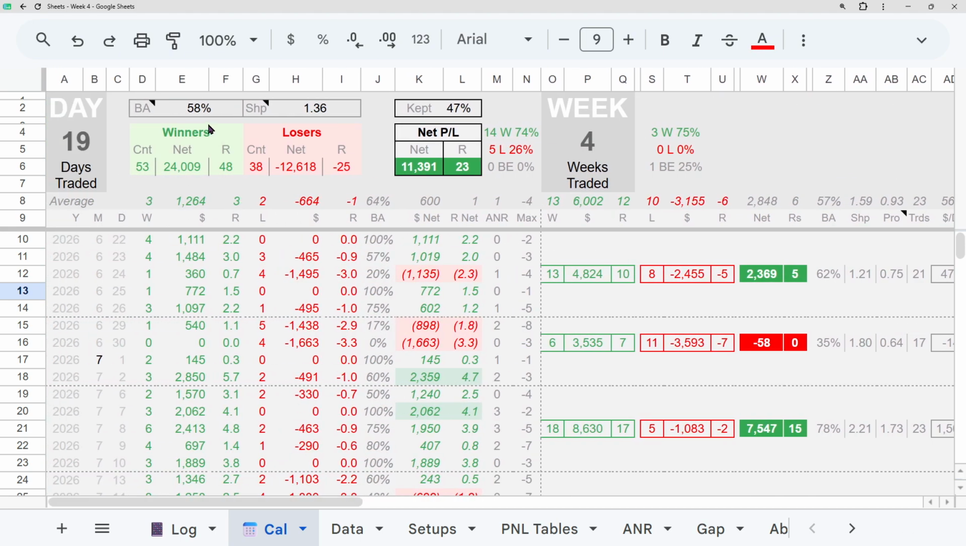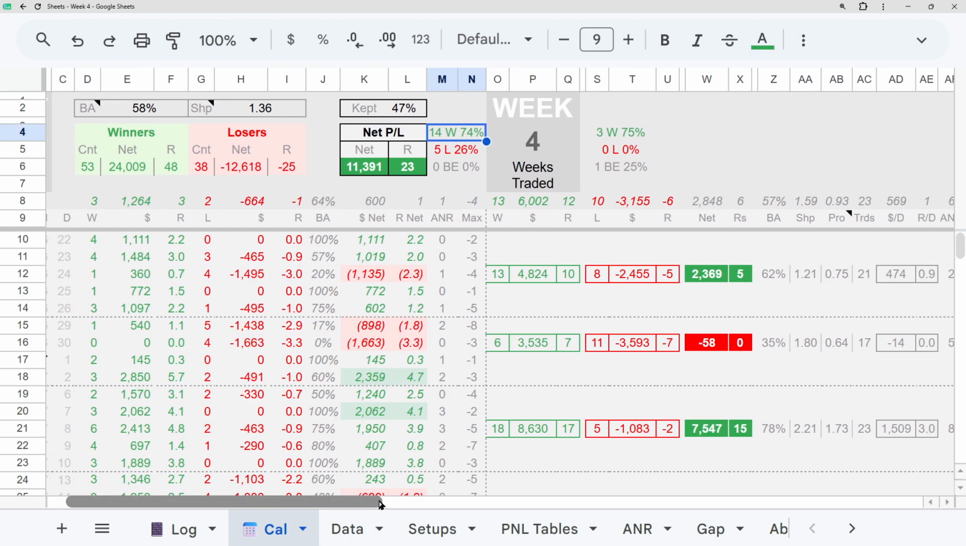Some summary stats so far in these 4 weeks. I was right 58% of the time with a Sharpe ratio of 1.36. So I had 53 winners that made me this much in total, which is this amount in Rs. 38 losers that lost me this amount, which is this amount in Rs. And the end result is this, which is 47% of the total money made, because obviously I had some losers that I need to factor in.